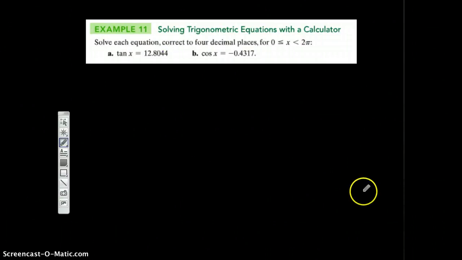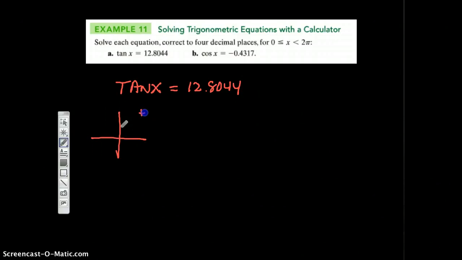All right, last problem. Solve each equation correct to 4 decimal places. Well, we already know how to do this, but we're going to do it anyway. Tangent of x is equal to 12.8044. Now remember, tangent is positive here and here, okay? Now let's find that angle. Now this angle is going to be in radians, okay? So we're going to take our calculator and do inverse tan of the number, 12.8044. Okay, all right, so let's do that.